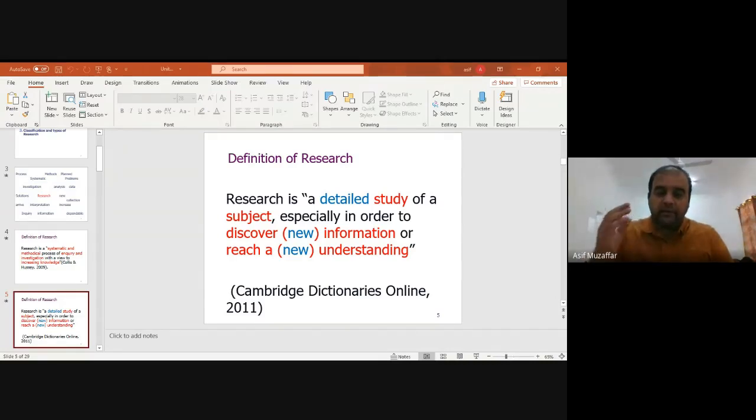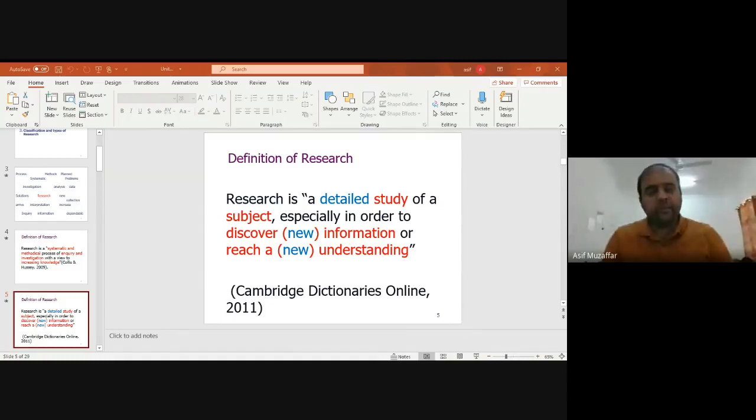You will study that topic with a view to increase the knowledge. How? By getting some new information or by getting some new knowledge. That means you are contributing something to the existing body of knowledge.